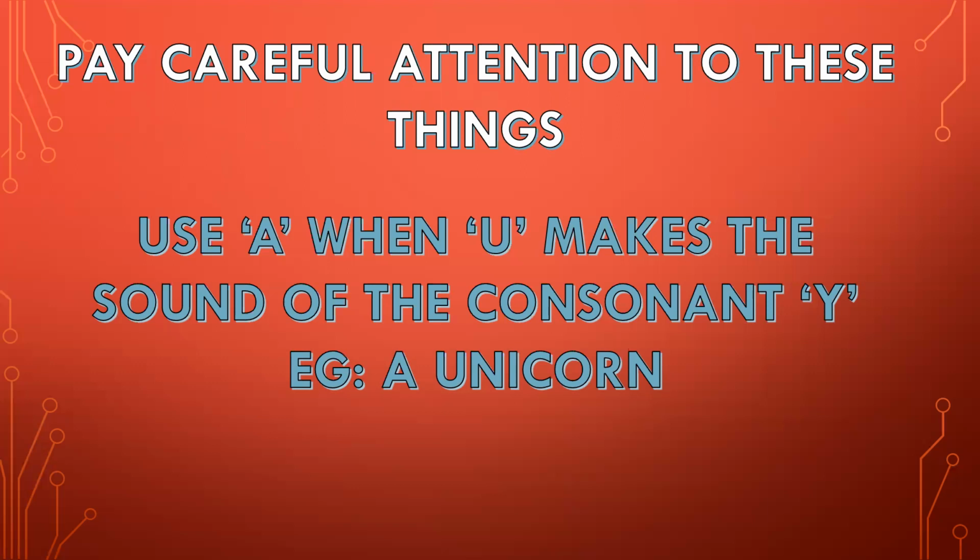Now, if you do not pay attention to the fact that you need to listen to the sound of the first letter of the word, then you would have got this wrong because you would have said, oh, unicorn, it starts with a U. So let's write an because U is a vowel. But that's not how things work here. You have to listen to the sound of the first letter in the word. All right?